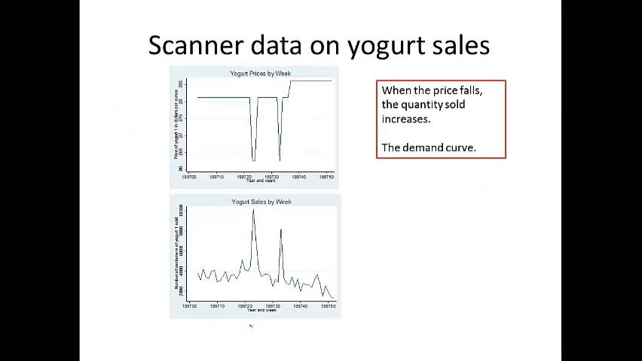Now if we go back to our scanner data on yogurt sales, we see that when the price of yogurt falls, the quantity demanded rises, and we've seen this before, and we actually got the demand curve out of this relationship. We actually can get these data, or data like this, on multiple brands of yogurt. And so if we were to compare those, maybe we can learn something about the relative elasticities of demand for the different products.